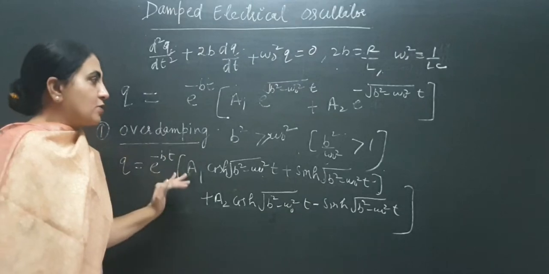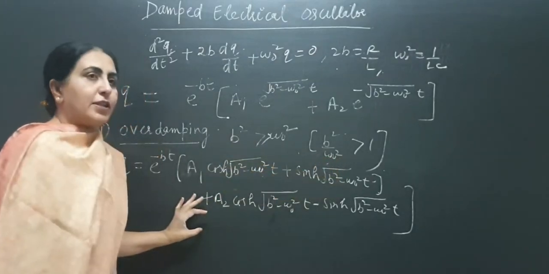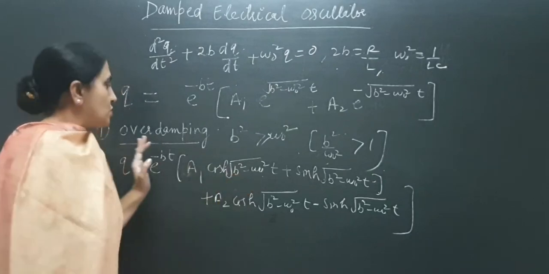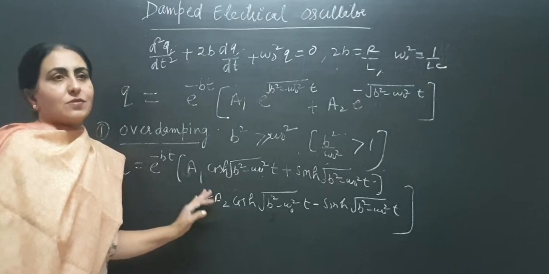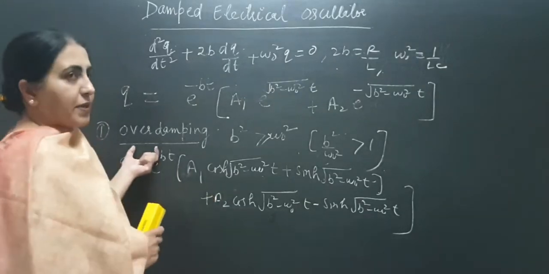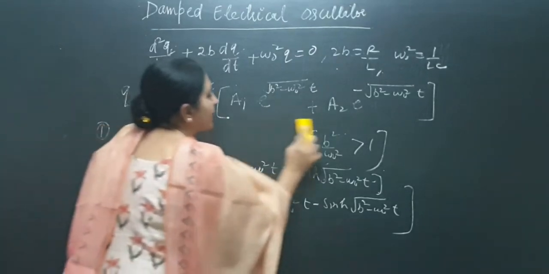In the case of over damping, the damping factor is greater than 1, so we have in the solution hyperbolic functions, so the motion is non-oscillatory. So this is over damping. Then the second is the critical damping.